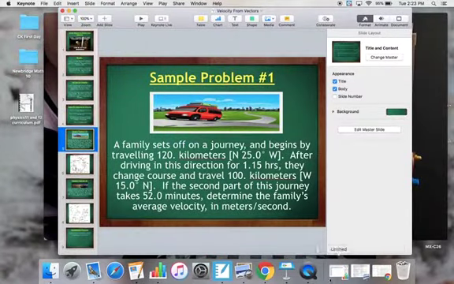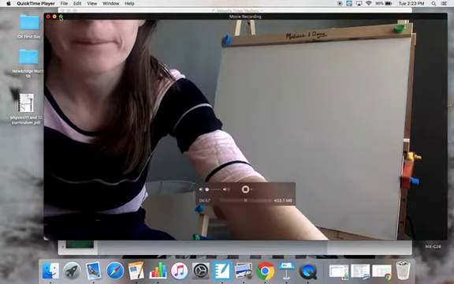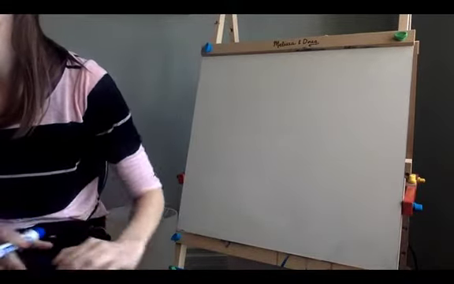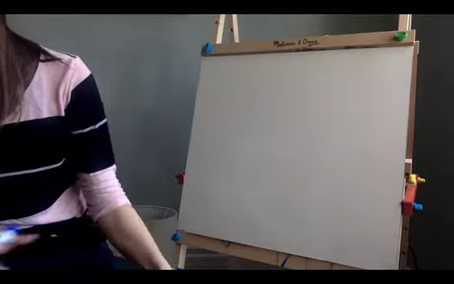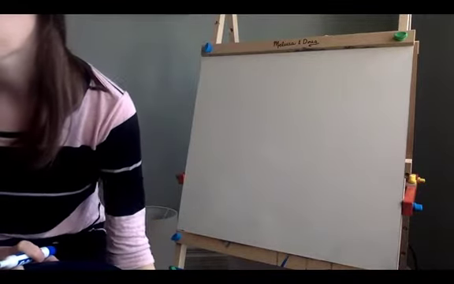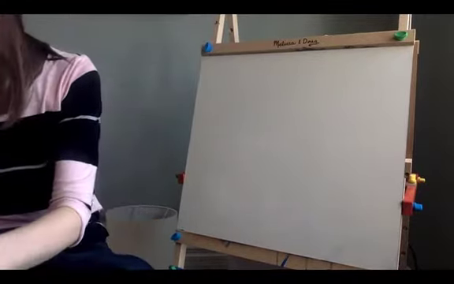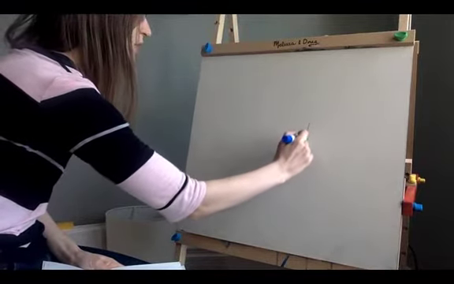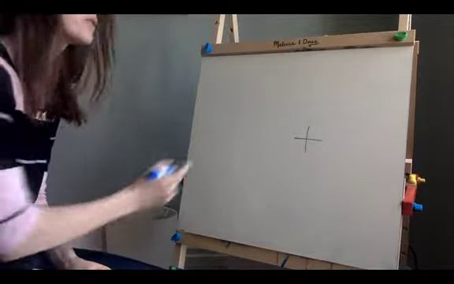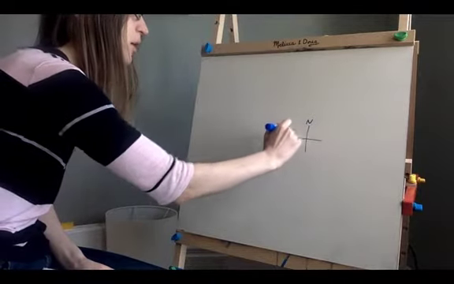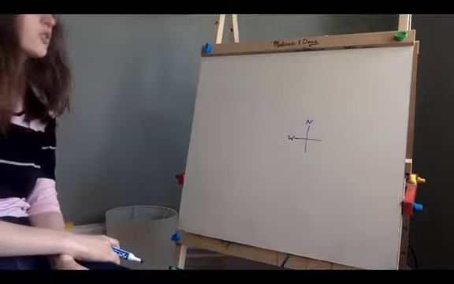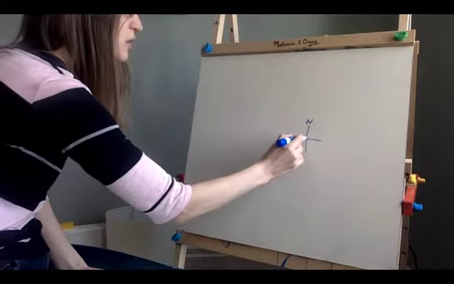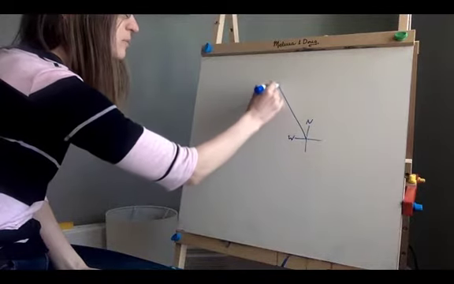Okay, so we start off knowing that our family is traveling for 120 kilometers at a direction of north 25 degrees west. If we're going to set that up, we can think about a north, south, east, west scenario here. That would be north and that would be west. And since we're going north 25 degrees west, we start north and we go 25 degrees towards the west. So we get something that maybe looks like this.